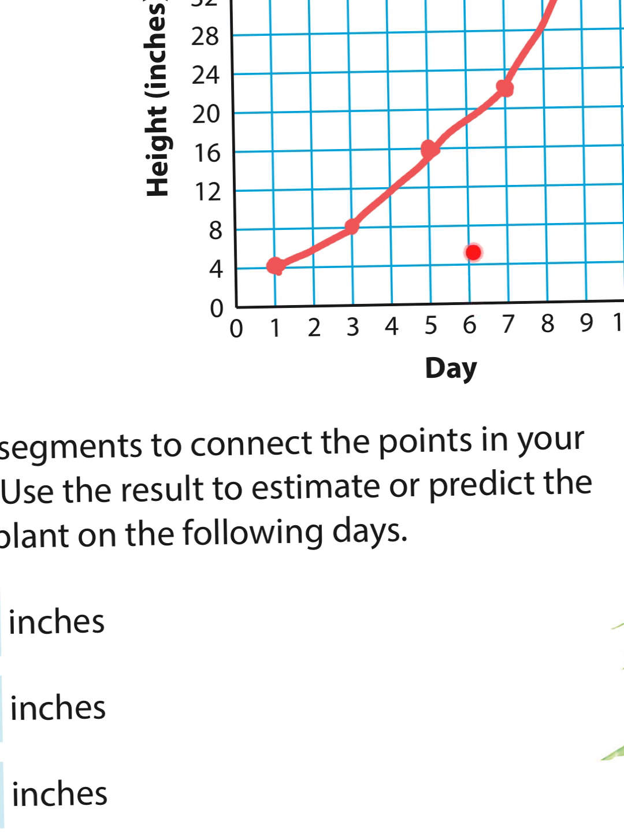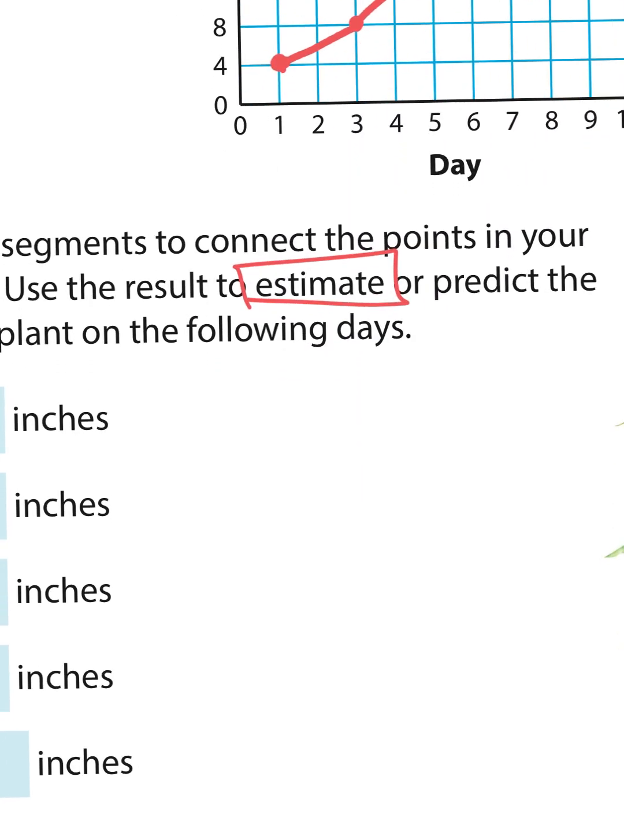Come over to day 6, go up. 16. It's 18. 20. Probably close to 20. We could just round up and say it's close to 20. Okay, it's not exact, but that's okay because it's really close to it. If we were trying to get exact, maybe it's like 19 and a half or something, but we're just going to round it to 20 because of this word right here, estimate. It doesn't have to be exact. Okay, for day 8 and then day 10.